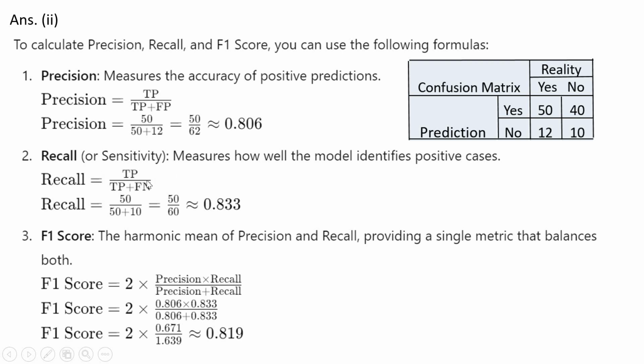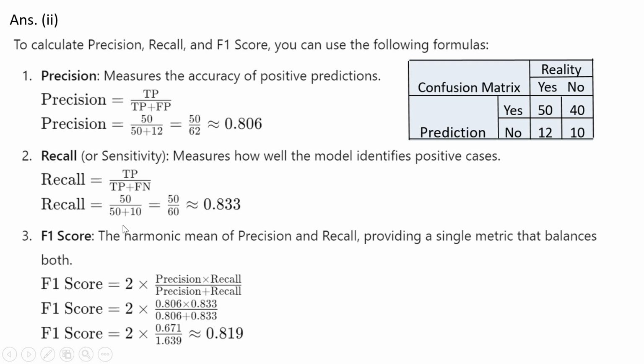Second is recall. What's its formula? TP divided by TP plus FN. So TP, in the same values, we are taking 50. Now FN. What is FN? This is FN, false negative. It becomes 10. So 50 divided by 60, it becomes 0.833.